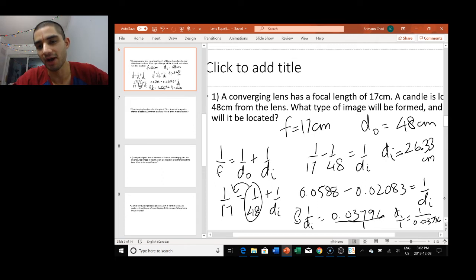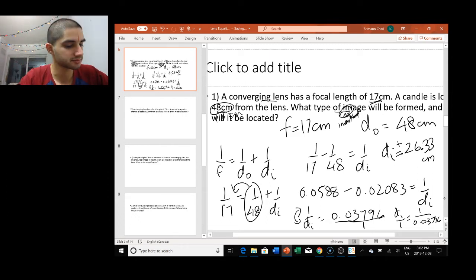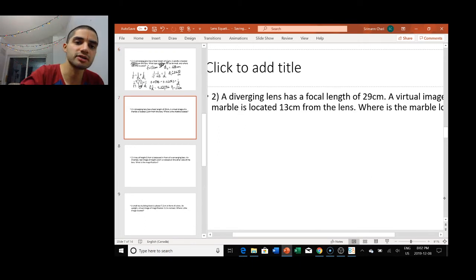How do I know that that's the answer? Because a converging lens forms a real image unless the object is located in between the focal length and the optical center. If the object had been located at 16 centimeters, for example, I would have got a virtual image and a negative di. But since my object is far away from the lens, I will get a real image, so a positive di. So what type of image will be formed? It will be real and inverted. Technically, tell me real because that's the type of image. So that's one kind of question.